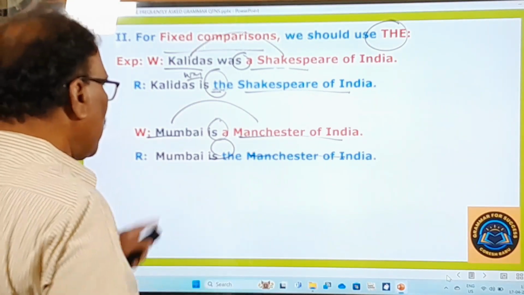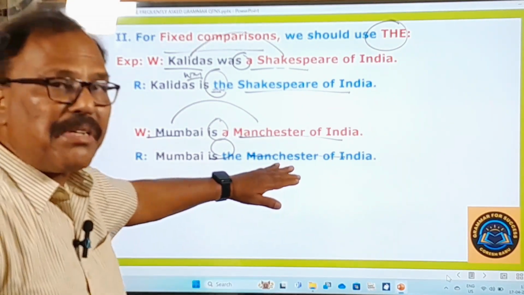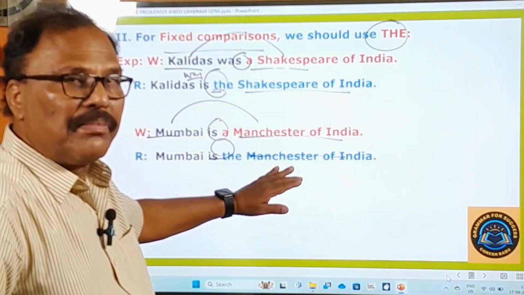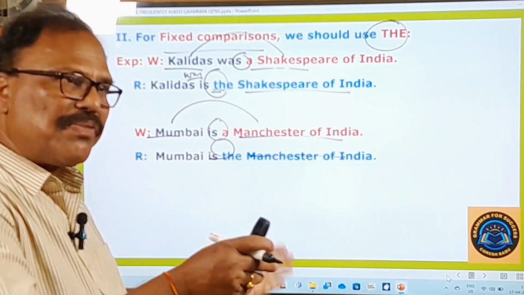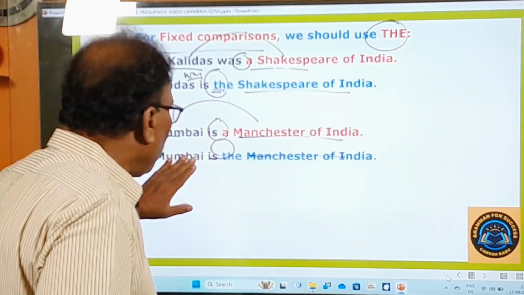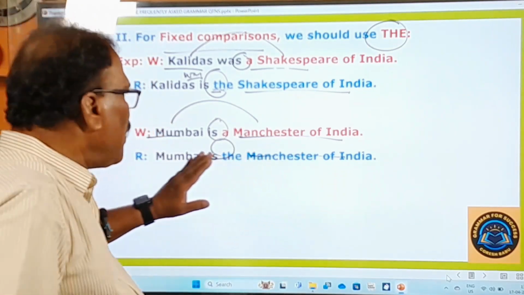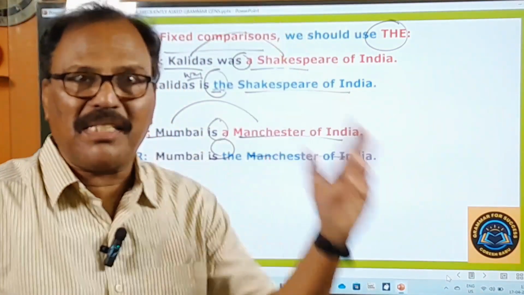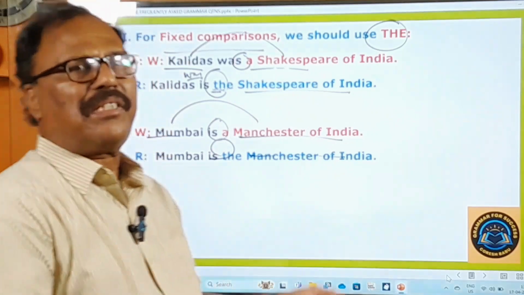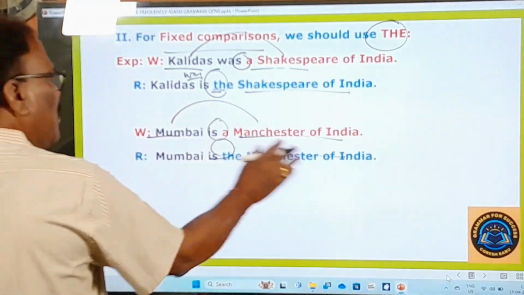Manchester of India means, just like Manchester is famous for textiles, Mumbai is also famous for textiles. So that's why Mumbai is compared with Manchester. Mumbai is called the Manchester of India, not Delhi or Calcutta. Don't say that. Only Mumbai is the Manchester of India.